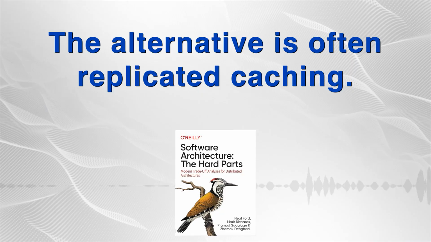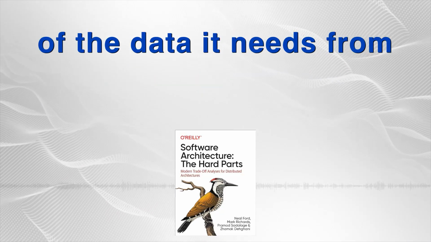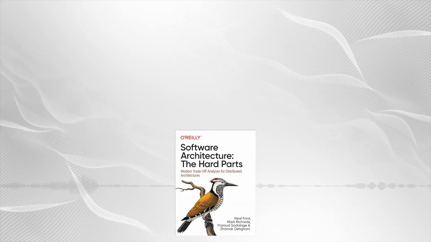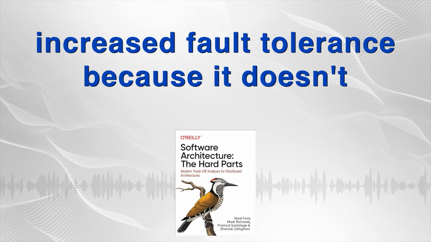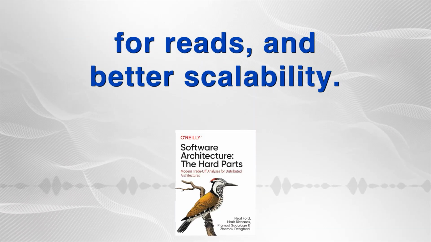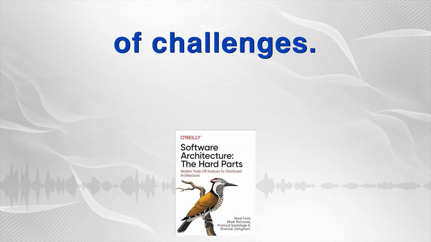The alternative is often replicated caching. Service A keeps a local copy of the data it needs from Service B. This has strong advantages. Much better responsiveness for Service A, increased fault tolerance because it doesn't need Service B to be available for reads, and better scalability. But caching has its own set of challenges.